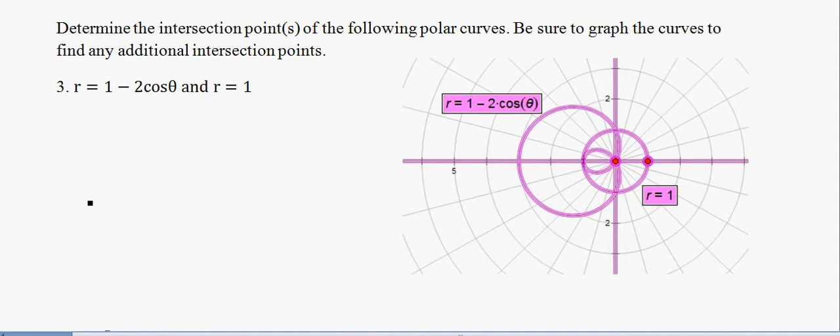Okay, so we're looking at the intersection points of these two polar curves. I have a limaçon facing to the left, and I have a circle of radius 1. I have three intersection points: this one up here, this one over here on the y-axis, and this one down on the y-axis over here. These clearly look like pi over 2 and 3 pi over 2, and this is pi.